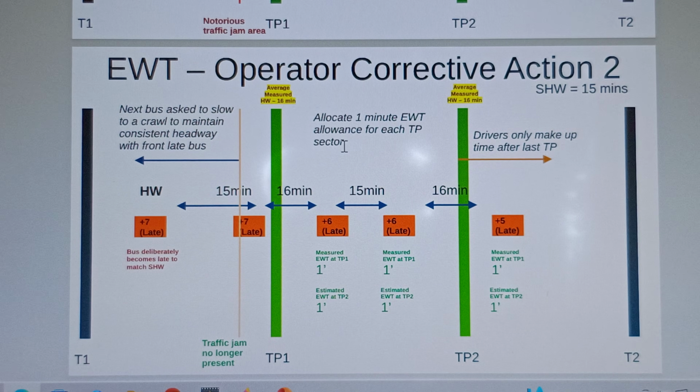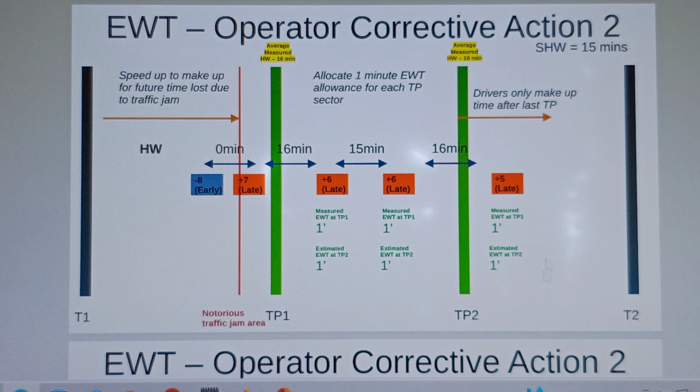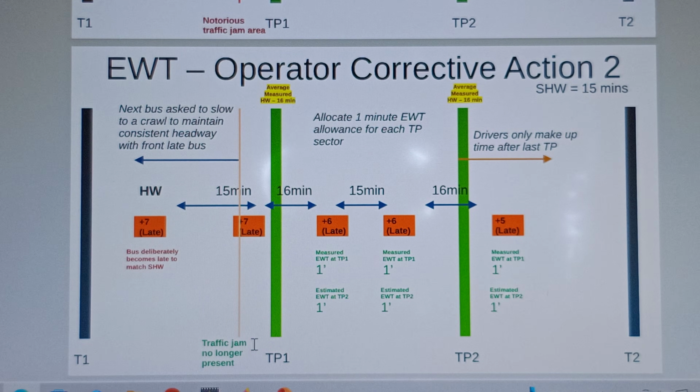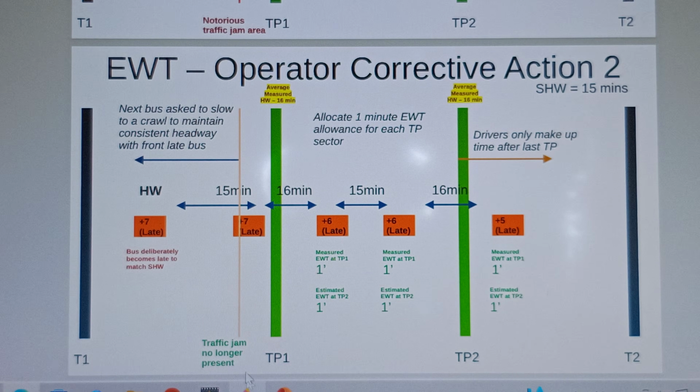But as you can see, the difference between this and this is that there is this red line, notorious traffic jam area. So you could take it that this is peak hours and then this is off peak hours. Traffic jam no longer present. So that's the difference. When there is no traffic jam present, the next bus is asked to slow to a crawl, which means goyang, to maintain consistent headway with the front late bus. This is basically when there is no traffic congestion at all.